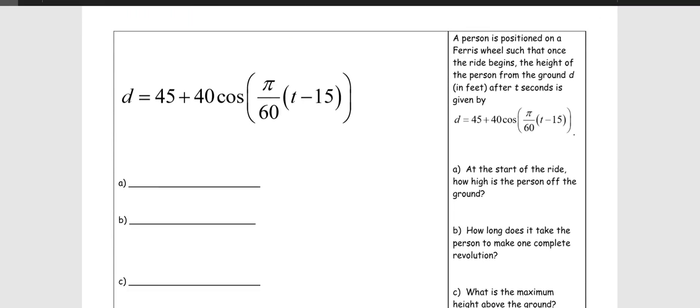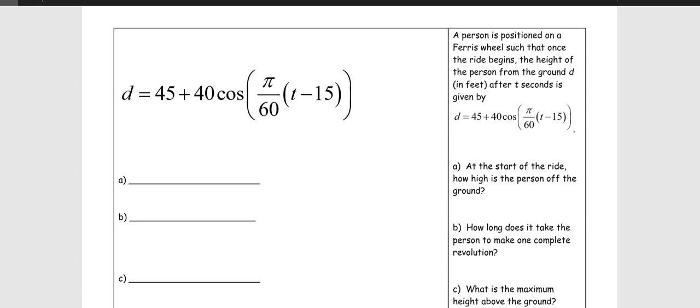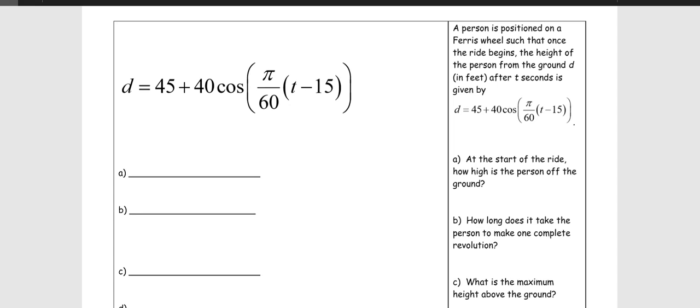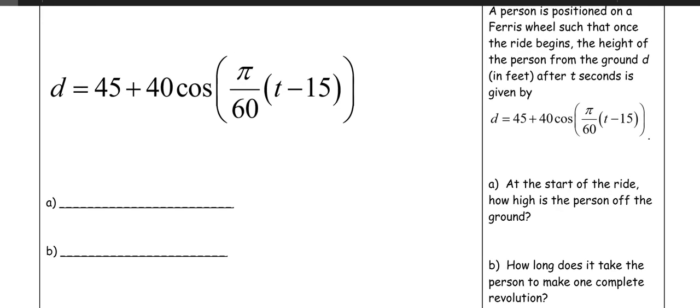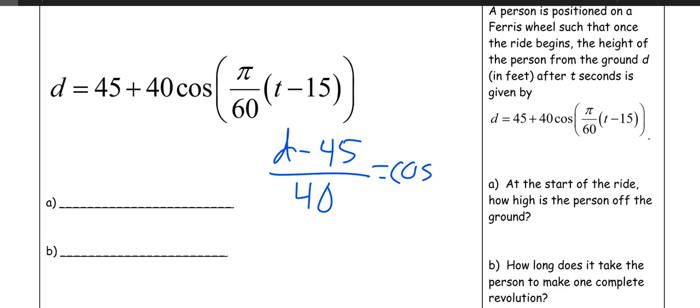Okay, now, next on our list is a little bit more complicated question, but just help me put this in fireproof form. That's all I'm going to ask before we go to lunch here. Help me put this in fireproof form. So, better lock it in. D minus 45 over 40 equals the cosine of.